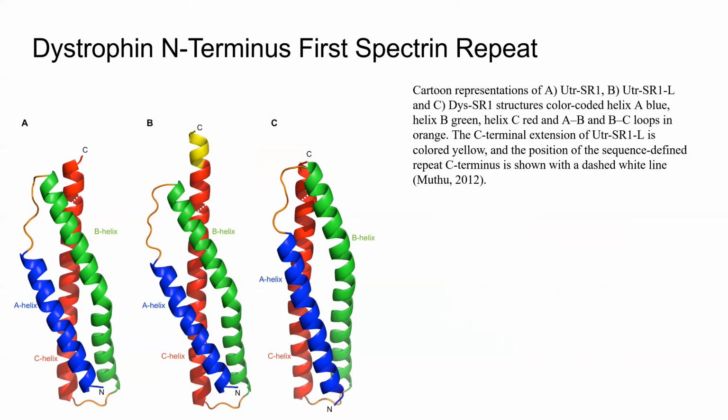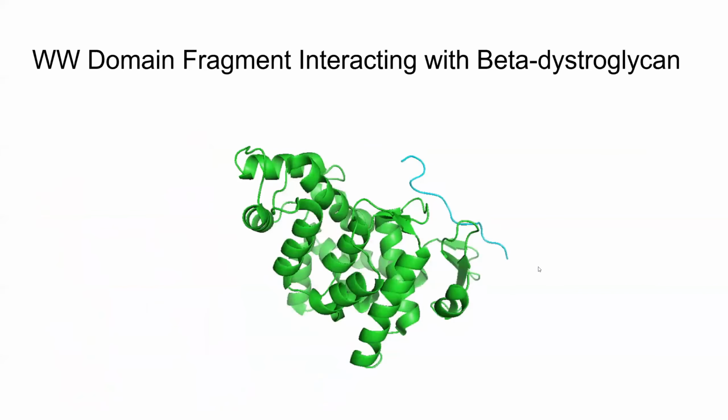In this image, A displays the first spectrum repeat in utrophin, and C displays the first spectrum repeat in dystrophin. And the structure of these first spectrum repeats are the only structures found of the spectrum repeats. The other spectrum repeats within the rod domain have not yet been determined.